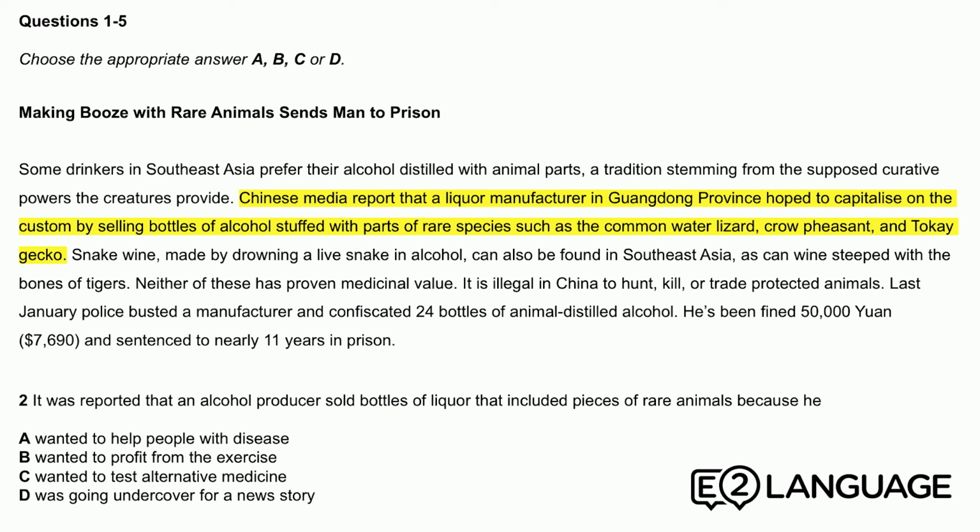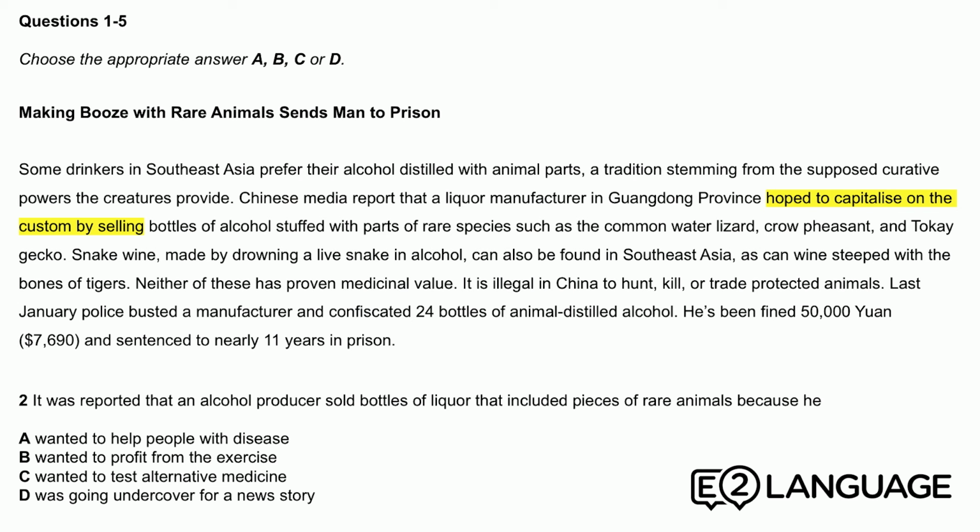Question two. It was reported that an alcohol producer sold bottles of liquor that included pieces of rare animals because he, A, wanted to help people with disease, B, wanted to profit from the exercise, C, wanted to test alternative medicine, or D, was going undercover for a news story. That one's definitely wrong. If we look closely at this part of the paragraph, we can see that he hoped to capitalize on the custom.